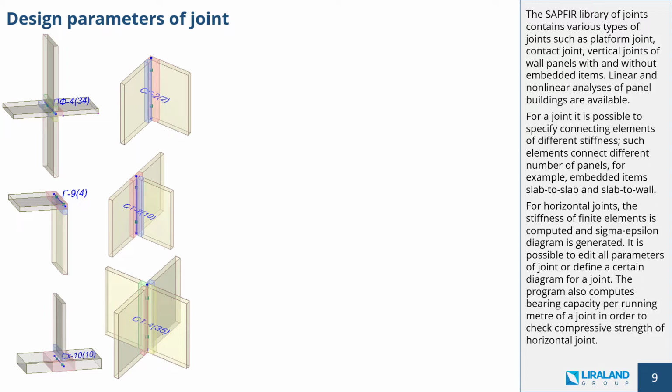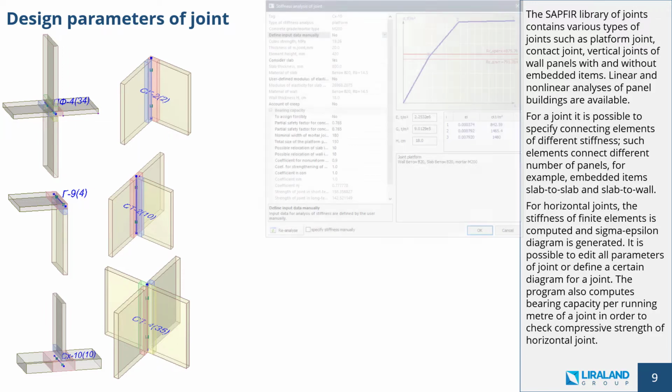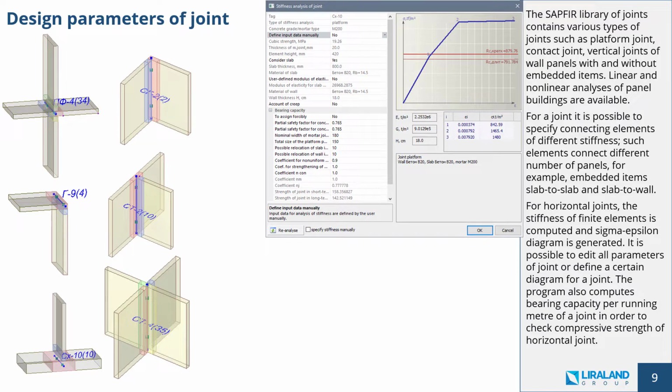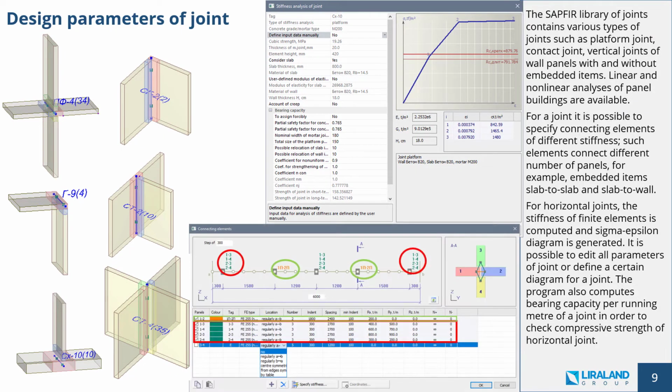Linear and nonlinear analysis of panel buildings are available. For horizontal joints, the stiffness of finite elements is computed and sigma epsilon diagram is generated. It is possible to edit all parameters of joint or define a certain diagram for a joint. The program also computes bearing capacity per running meter of a joint in order to check compressive strength of horizontal joint. For a joint, it is possible to specify connecting elements of different stiffness. Such elements connect different number of panels, for example, embedded items slab to slab and slab to wall.